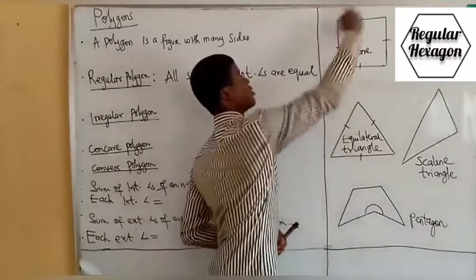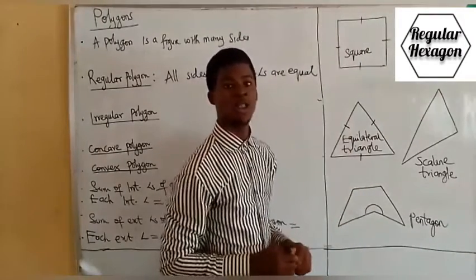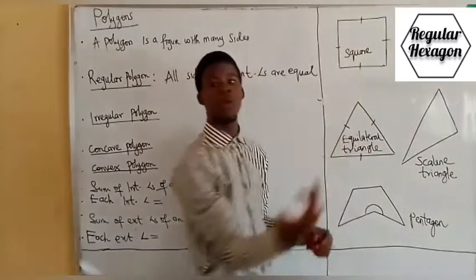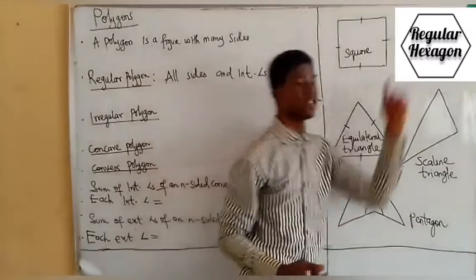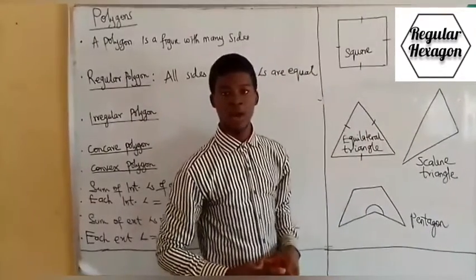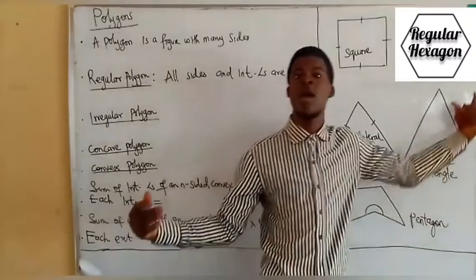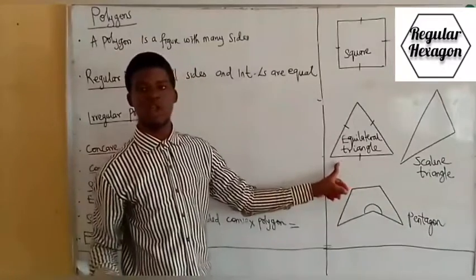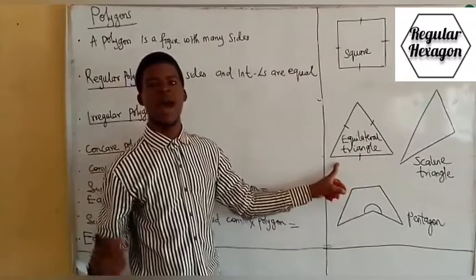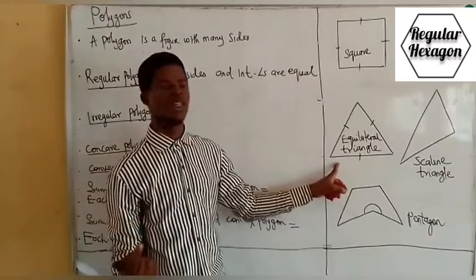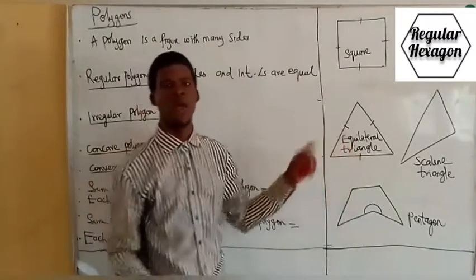Now a square has 4 sides and the sides are all equal, so I can refer to it as a regular polygon. This is a hexagon. For a hexagon, all the sides and all the interior angles are equal. Hence, it is a regular polygon. Same with the equilateral triangle. It has 3 sides and all the interior angles are 60 degrees each in magnitude. Hence, it is a regular polygon.